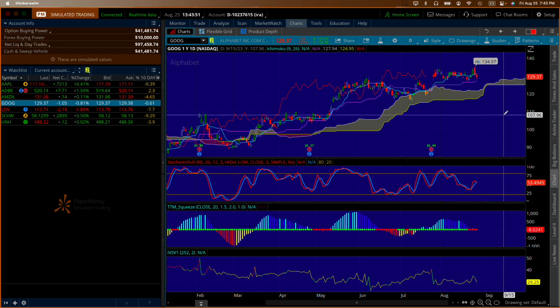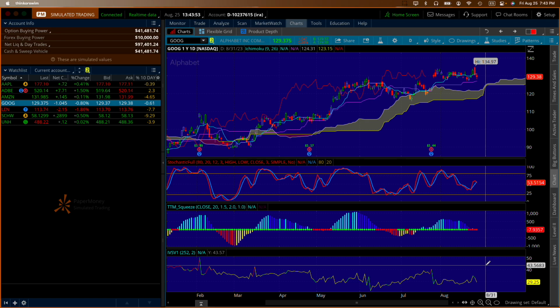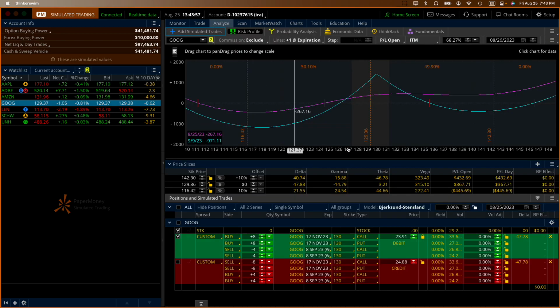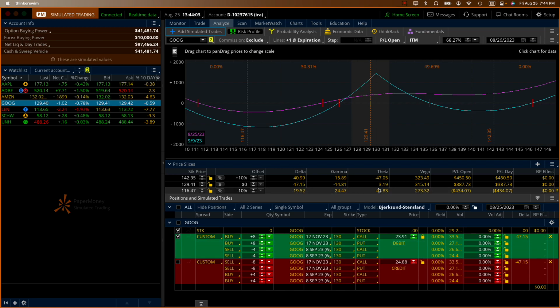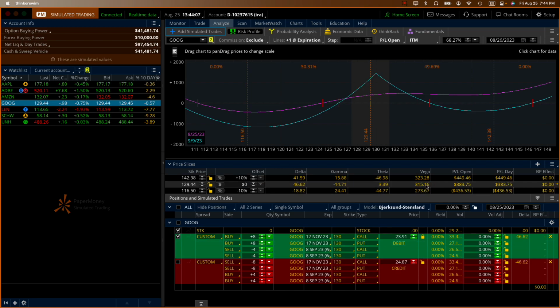If the stock drops, you can expect volatility to rise, and the volatility is pretty low right now. What would happen if my volatility increased? The value of my trade will increase too, because Vega is 315. That just means that for every 1 point increase in the volatility, you get $315.